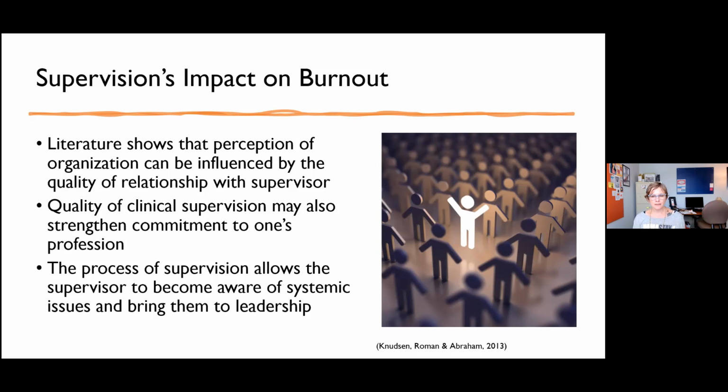Through the process of supportive supervision, supervisors are also, hopefully, able to learn about systemic and organizational issues that are going to be important to share with the people above them in order to not only encourage more effective ways of working, but brainstorm potential solutions to larger problems.